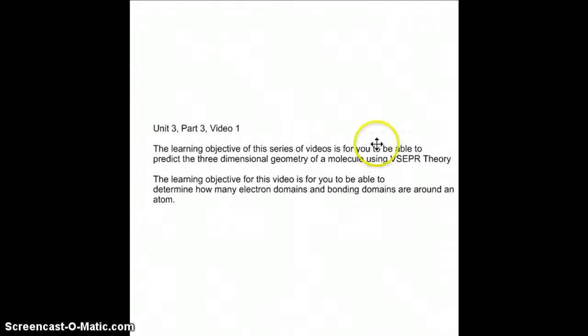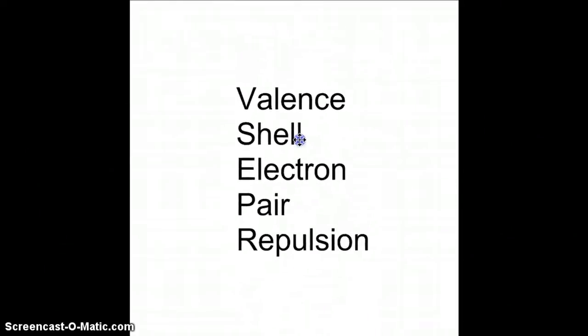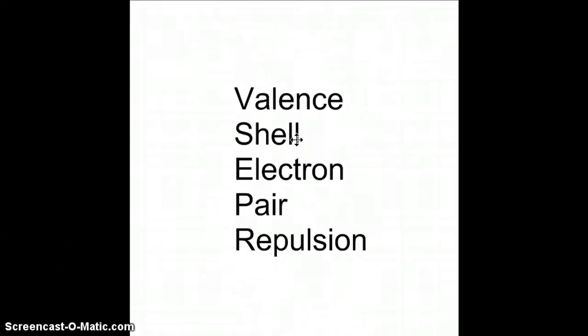So it's important for us to start at the beginning and talk about what VSEPR theory is. VSEPR theory stands for valence shell electron pair repulsion theory. We call it VSEPR because if we just highlight the first letters of each, it spells out the word VSEPR. It kind of looks like VSEPR, but it's actually VSEPR.